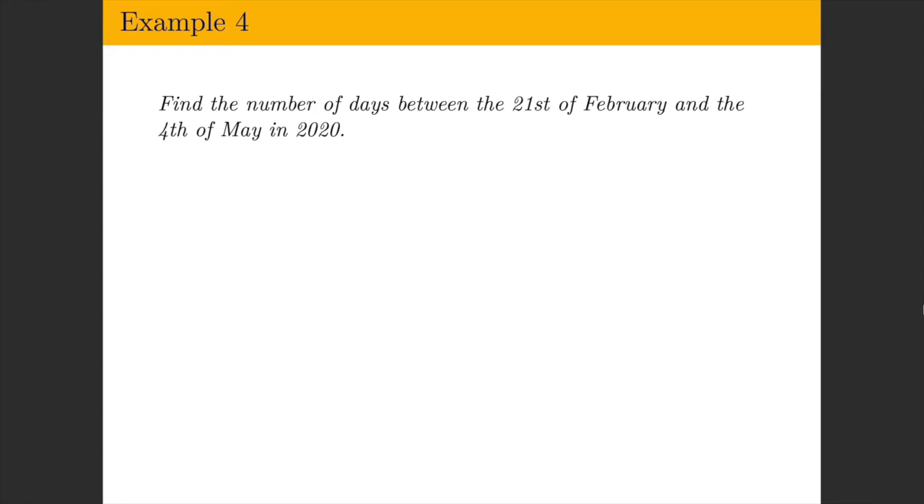So, finally, to conclude in this video, we're going to look at a calculation that involves finding the number of days between the 21st of February and the 4th of May in 2020. So 2020 is a leap year. Now, by the way, to know that a year is a leap year, you need to know that it's divisible by 4. So 2020 is divisible by 4, and therefore it is a leap year.